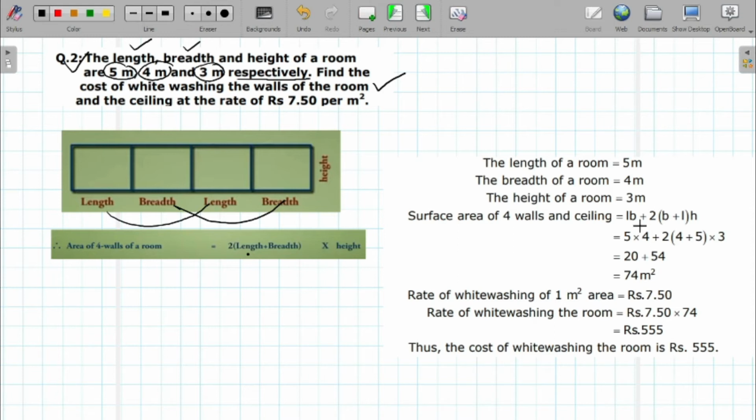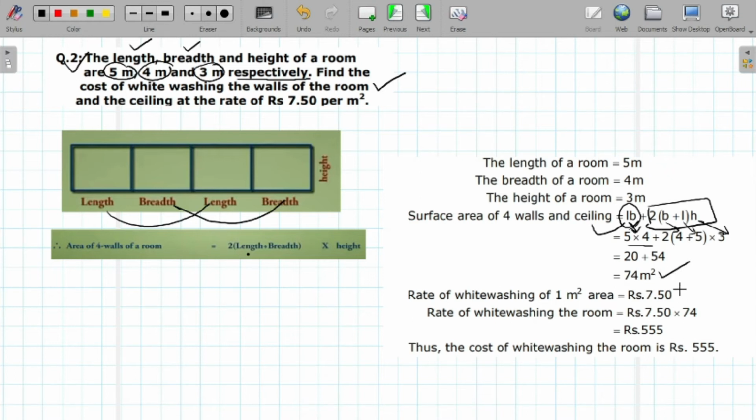So this is the formula for the area of 4 walls, and this is for the ceiling. And the ceiling is also included, that is, one top is included. So after putting the values, 5 into 4 in place of this one, 2, B means 4, L means 5, H means 3. If we calculate, we will get 74 meters square as the surface area.